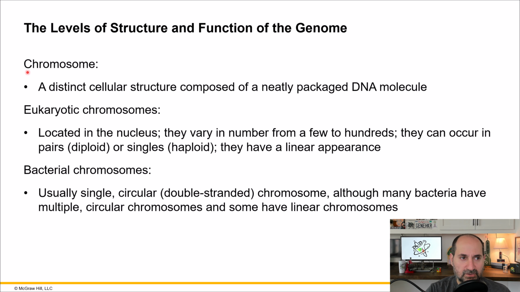Learn all of these terms. Remember what a chromosome is: a distinct cellular structure composed of neatly packaged DNA, usually double-stranded DNA. Eukaryotic chromosomes are found in the nucleus. Bacterial chromosomes, there's usually a single circularized chromosome floating around in the cytoplasm.